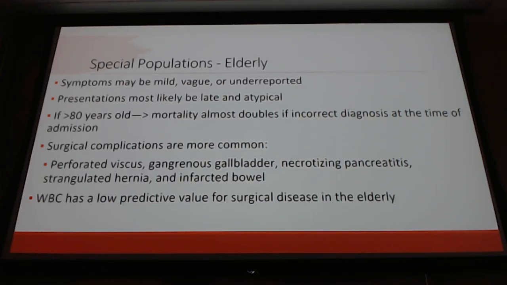Surgical complications are more common because surgeons don't mind operating on older folks, whether they're ready to go or not. And there's just a bunch of different things that can happen with that: pancreatitis, hernias, bowel, volvulus, gangrenous gallbladder. So we don't put a lot of credence in the white blood cell count in the older folks. It takes a while for that to elevate.